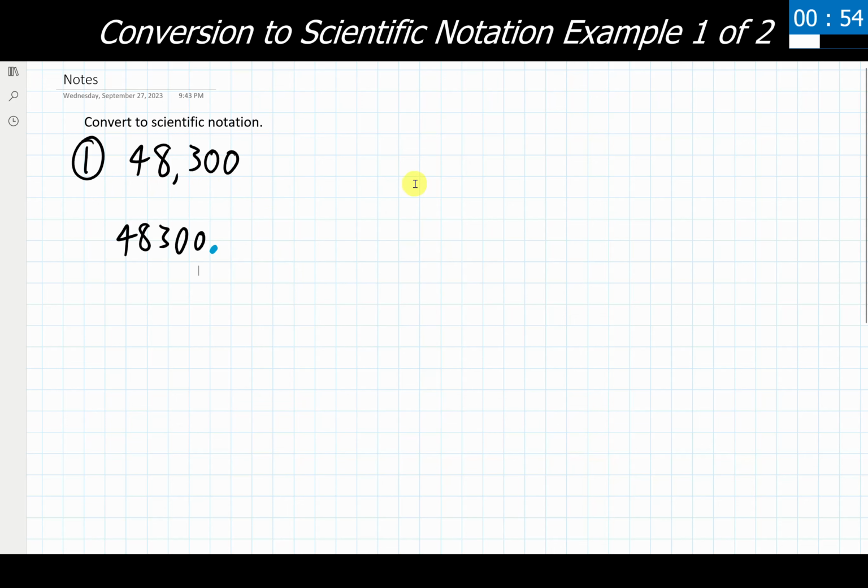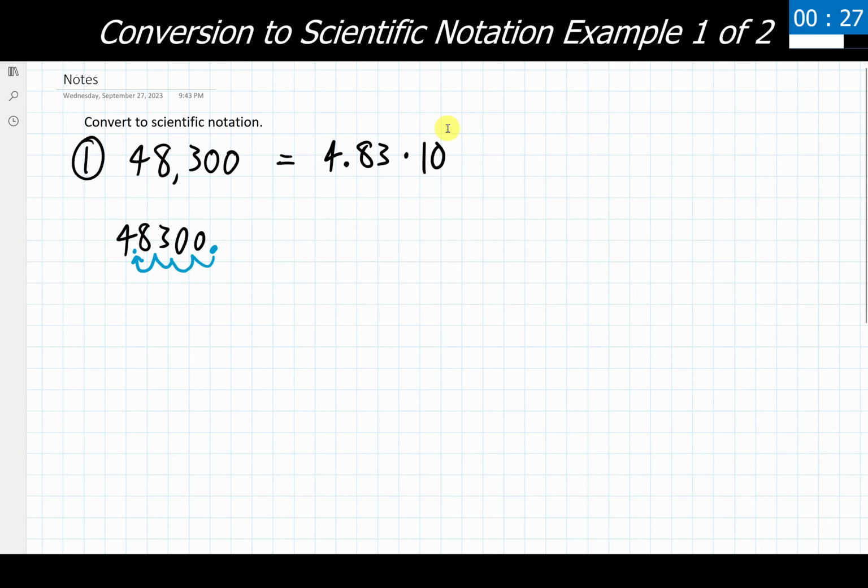Now I need to convert this thing to be a number between 1 and 10, so I need to move this decimal point over in this direction. And it's going to end right here between the 4 and the 8. So that means that this thing is going to end up becoming 4.83 times 10 to the, and now I need to figure out what that power is going to be.